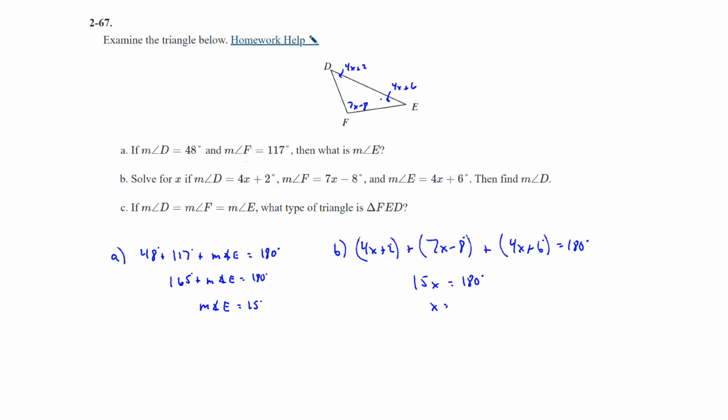And then you can take 180 and divide it by 15, and you will get 12 degrees. So the x value itself is 12, but we want to find out what the measure of angle D is. Well, now that we know what x is, we know that the measure of angle D is equal to 4x plus 2. So we'll say 4 times 12 plus 2, and that's 48 degrees, plus 2 degrees is 50 degrees. So we now know that the measure of angle D is equal to 50 degrees.